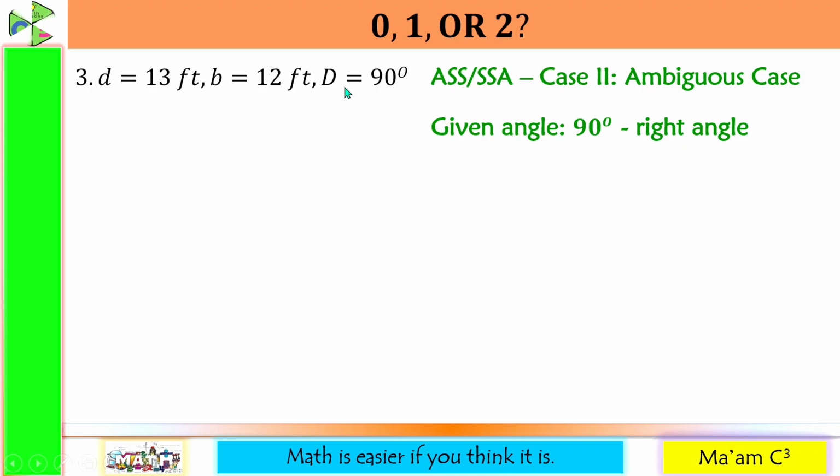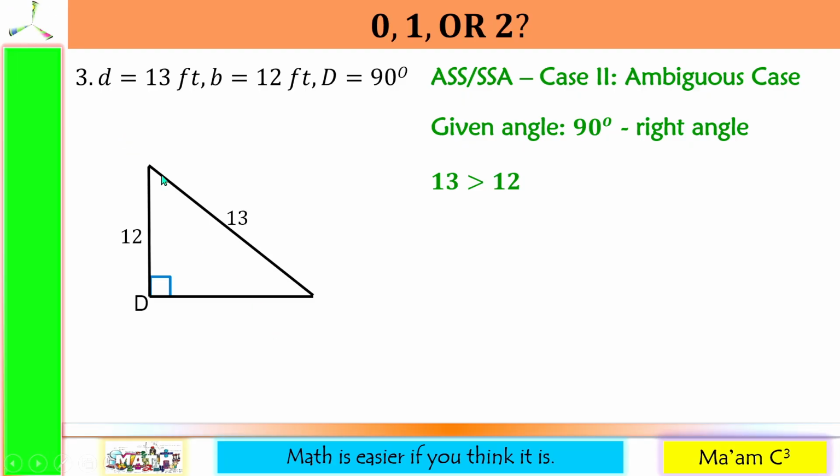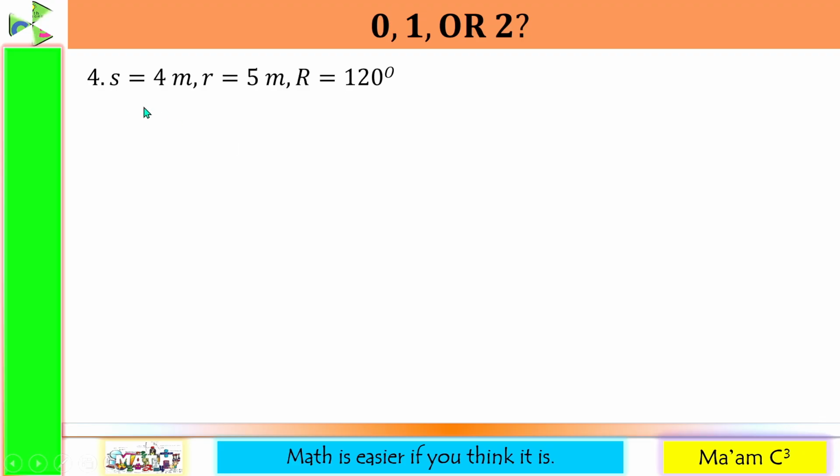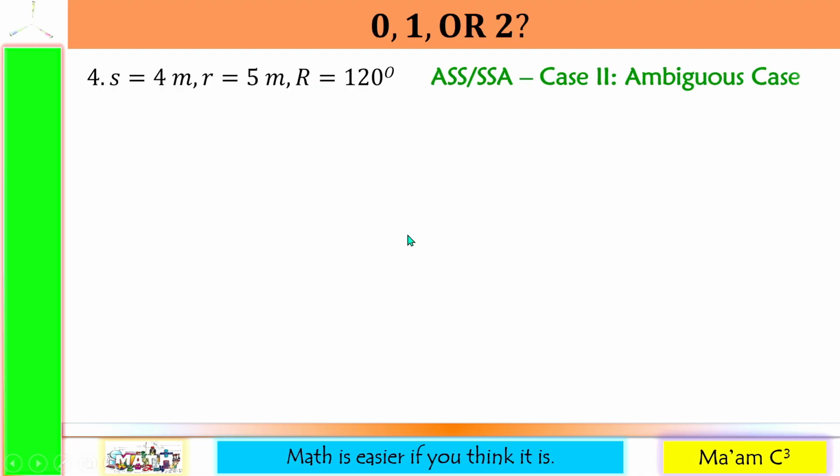The opposite side is side d, and that is 13, which is greater than the other side given, which is 12. So, if I'm going to create my triangle, it would look like this. The opposite side of the given angle is greater than the other side given. So there is one triangle formed. Another one, s is equal to 4 meters, r is 5 meters, and angle R is 120 degrees. Side, side, angle. ASS or SSA, again, ambiguous case.